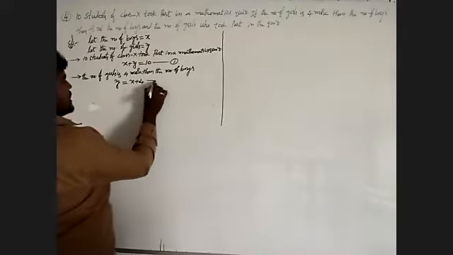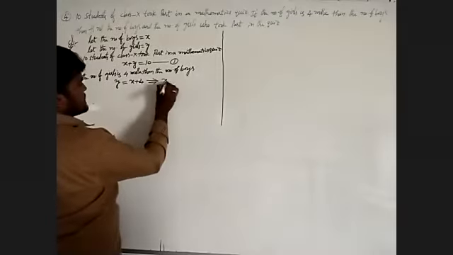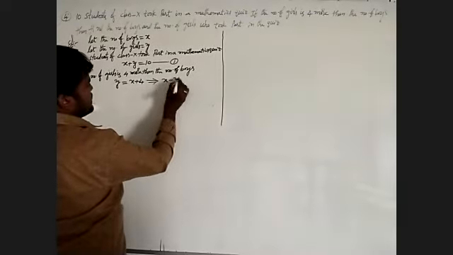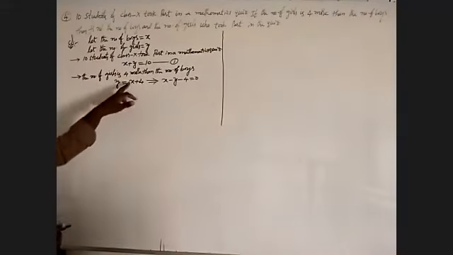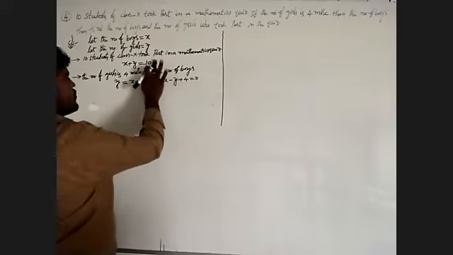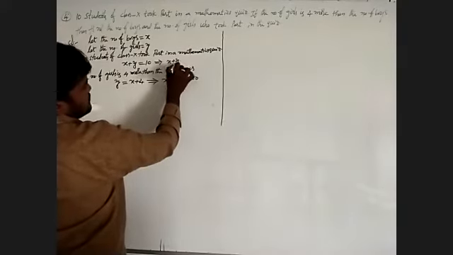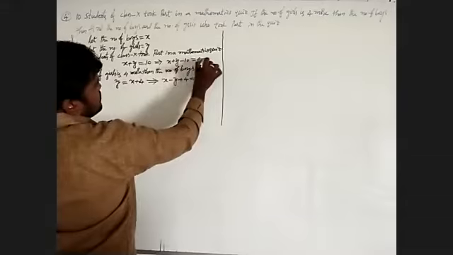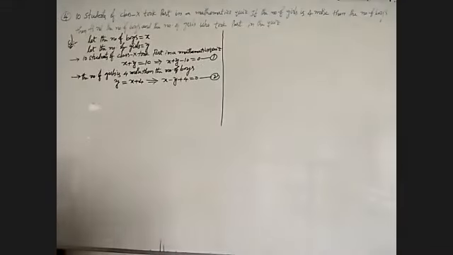We write this as, this value goes to this side, x minus y plus 4 becomes 0. This also we write as x plus y minus 10 equals 0. This is equation number 1, and this is equation number 2.